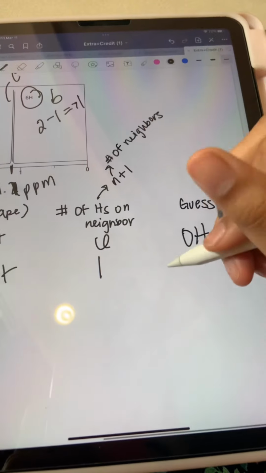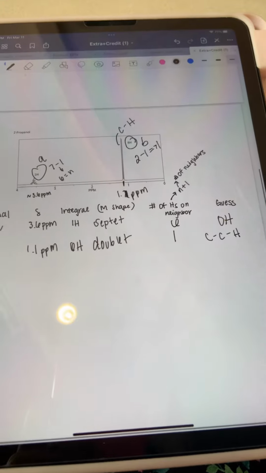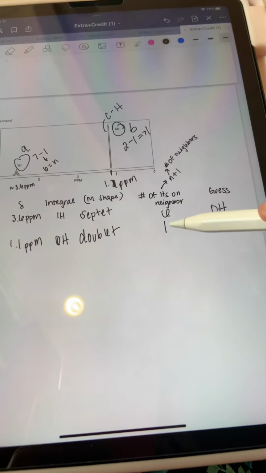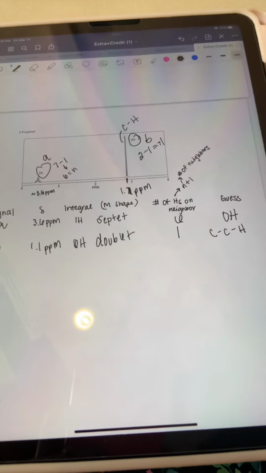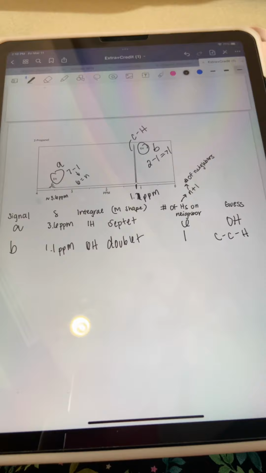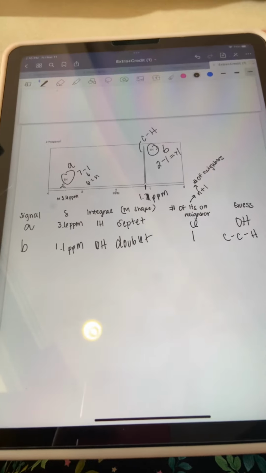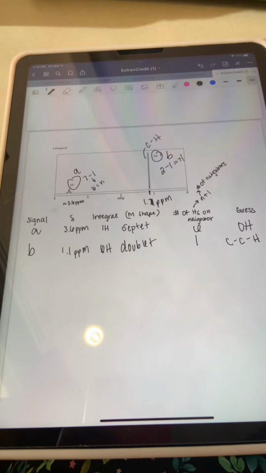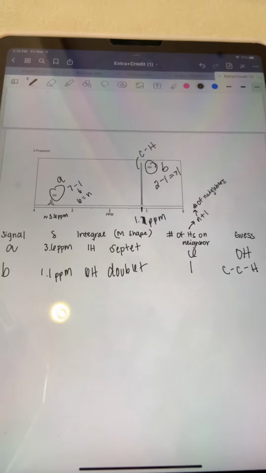So right here I'm writing carbon attached to an oxygen, and so slowly we're going to start figuring out which functional groups are going to be in the molecule that the NMR spectra belongs to. And drawing partial structures is going to be your best friend when figuring it out, because it's going to help you determine which molecule you're looking at.